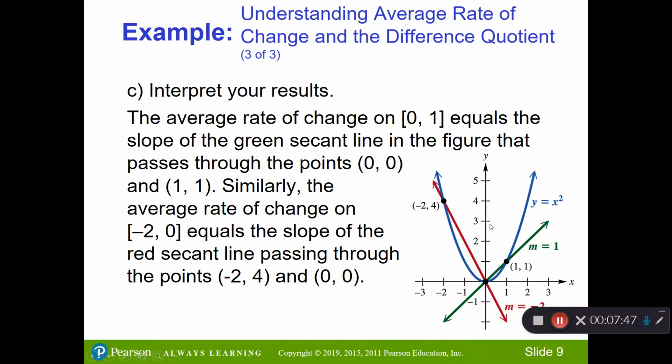Notice that they're the same. The average rate of change equals the difference quotient, which equals the slope of the secant line. So all three things, average rate of change, difference quotient, slope of the secant line, they're all telling you the same thing about the function.